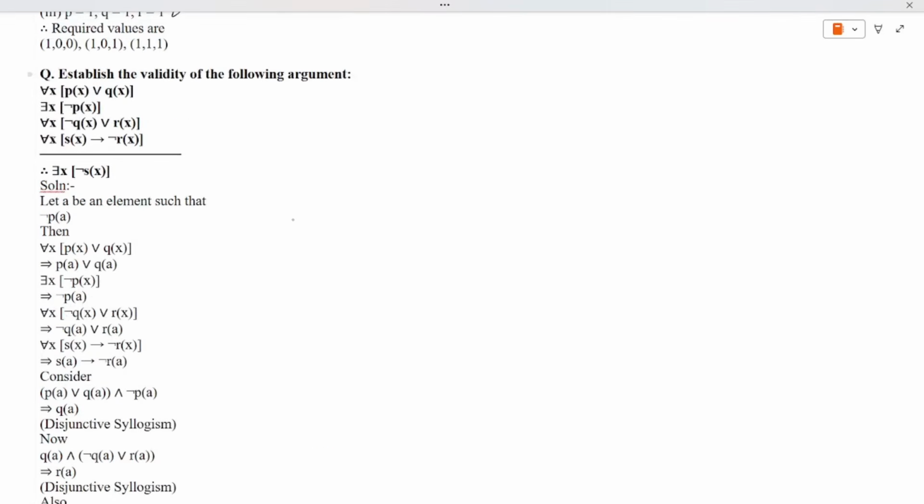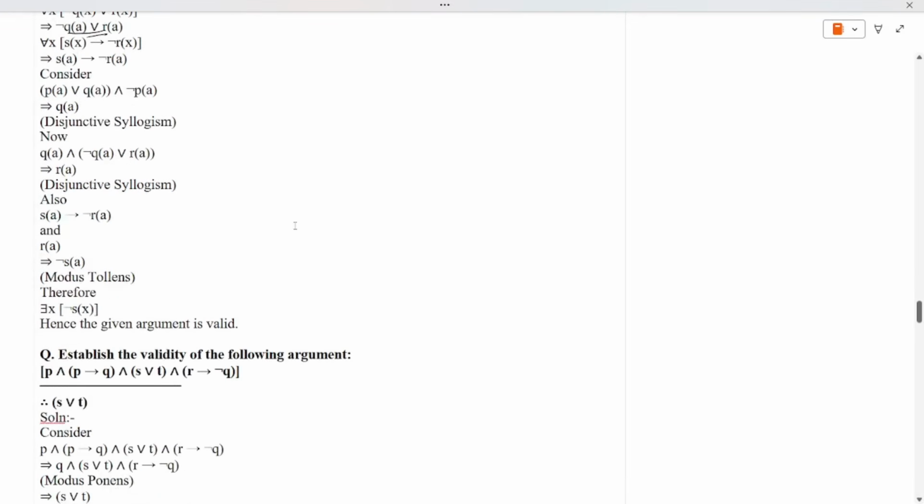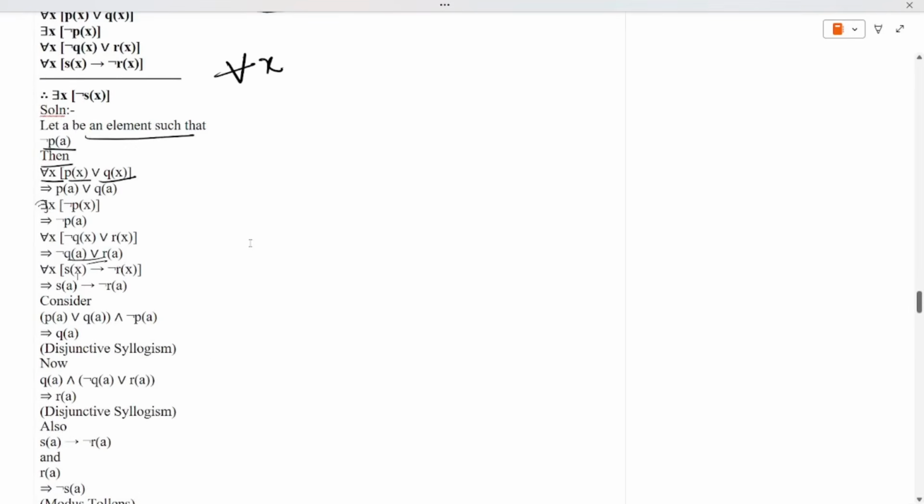Next is establish the validity of the following argument: for all x, p of x or q of x. Let a be an element such that negation p of a. Then, for all x, p of x or q of x, you will be considering p of a or q of a. That is for everything, negation p of x, that means negation P of A, and Q of A is nothing but P of X, where you take X as A and put the negation, and that will give you this answer. I hope you got this. That is about the syllogism. This is a bit important, but you can see this question.